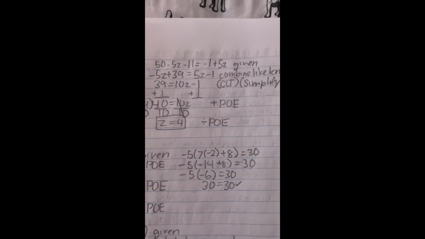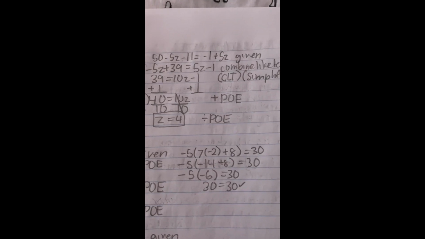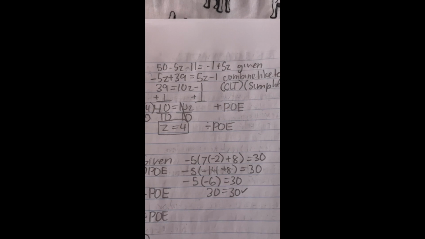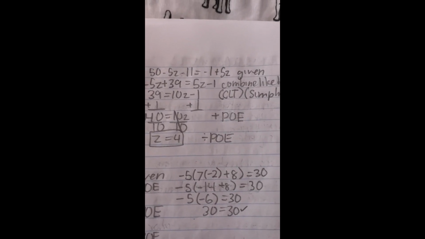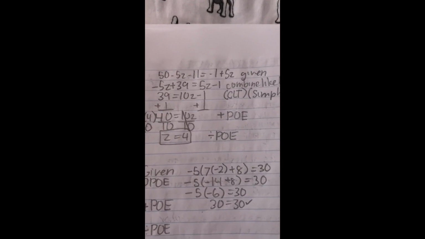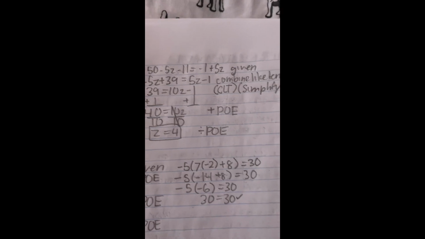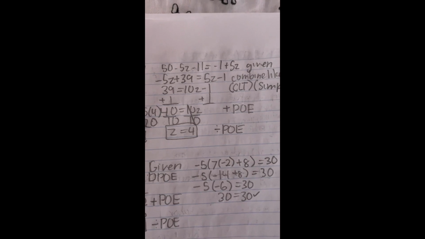50 minus 5x minus 11 equals negative 1 plus 5x, given. Negative 5x plus 39 equals 5x minus 1. Combine like terms, CLT, simplify. 39 equals 10x minus 1. Add 1 to both sides, addition POE. 40 equals 10x. Divide by 10, x equals 4, division POE. Check: 50 minus 5 times 4 minus 11 equals negative 1 plus 5 multiplied by 4. 50 minus 20 minus 11, 30 minus 11, 19. Negative 1 plus 20, 19. 19 equals 19.